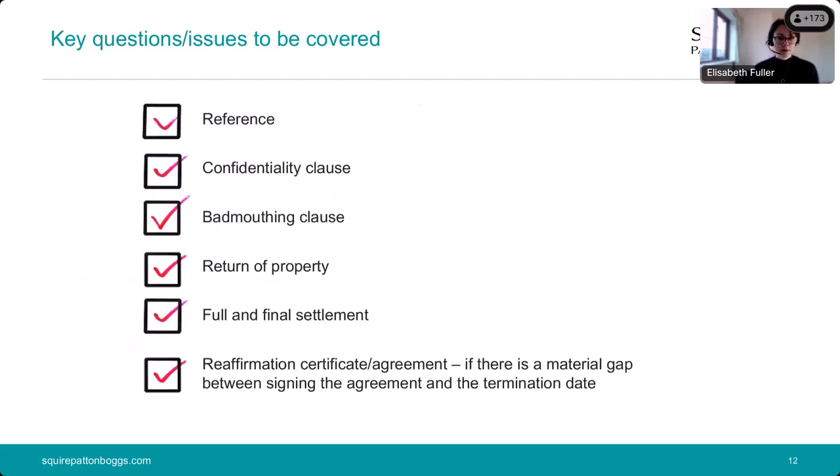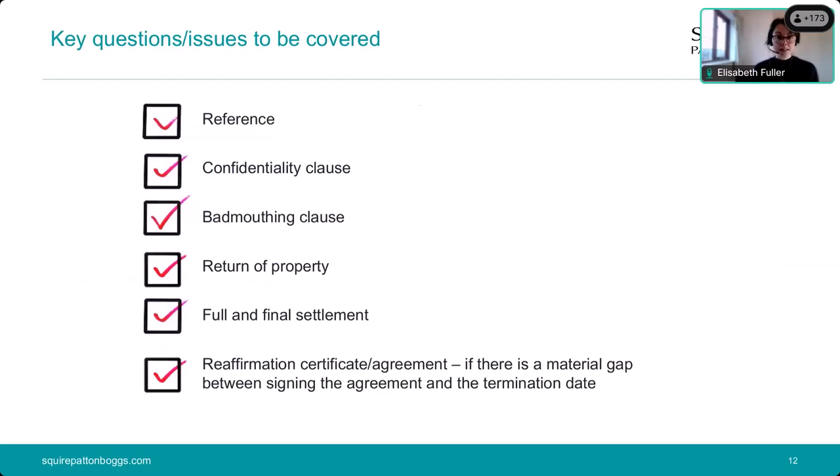Okay, so we've talked about references. Something else to consider is confidentiality clauses. Usually it will be prudent to include a clause within an employee settlement agreement which confirms that they're agreeing to keep the terms of their settlement agreement and the circumstances leading up to the termination of their employment confidential as part of the settlement.